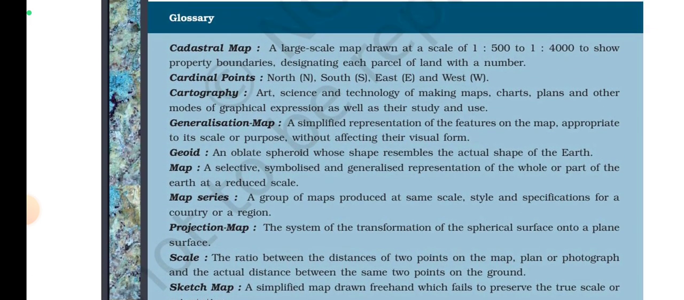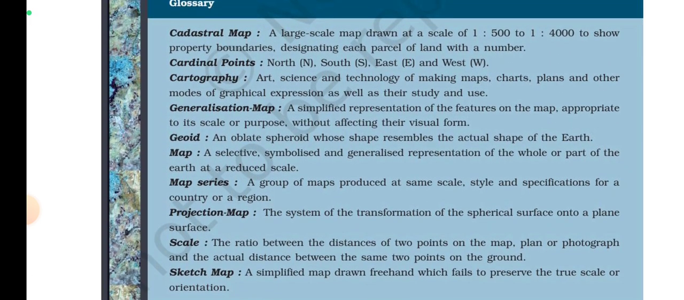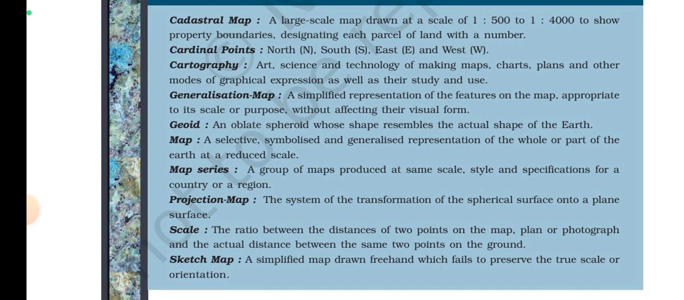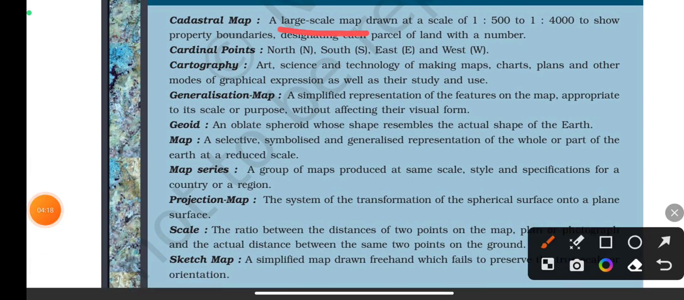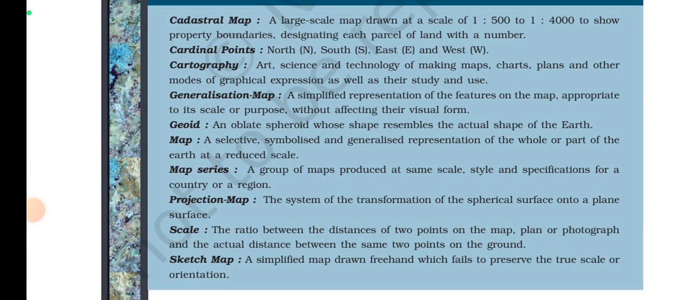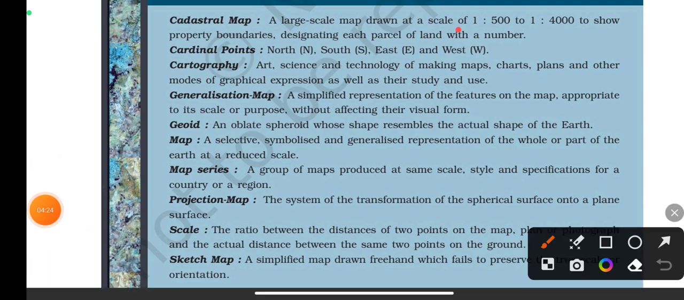But before that, we will consider this glossary part. So here it is: cadastral map, a large scale map. Cadastral map is a large scale map drawn at a scale of 1:500 to 1:4000, to show property boundaries, designating each parcel of land with a number.